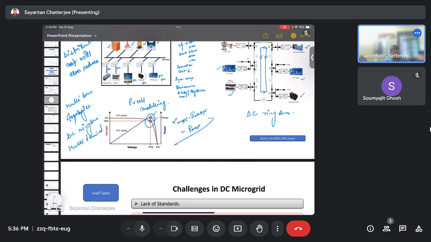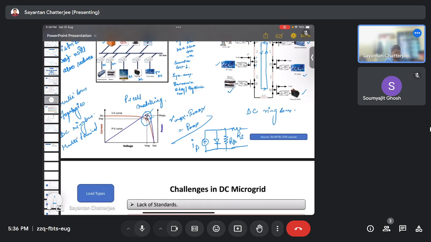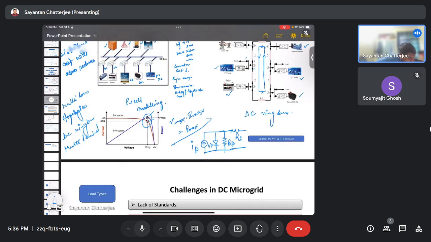So this is the PV cell modeling part. How the PV cell model needs to be done, and there are some ideal cases as well, and we can observe the generic model. This is the generic model of the PV cell. Previously also we have discussed: this is the series resistor, this is the parallel resistor, this is the current, this is the diode. So this is the diagram.